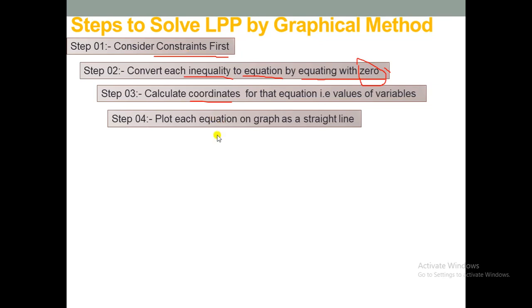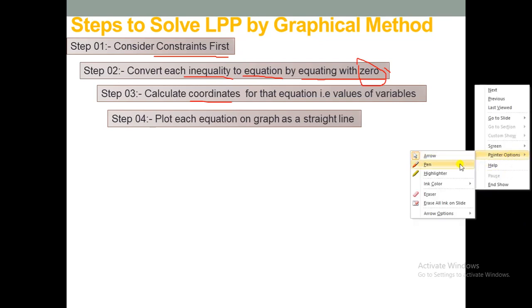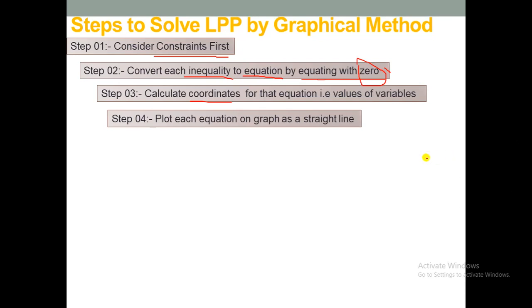Step 4 is that we plot all the coordinates we got from step 3 on a graph. As we have only two variables, each equation may have either one or a maximum of two coordinates. Using those coordinates we plot each equation on the graph as a straight line.